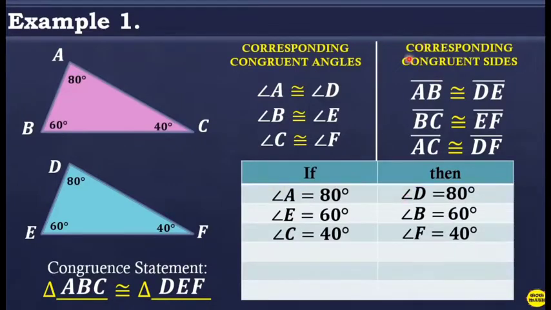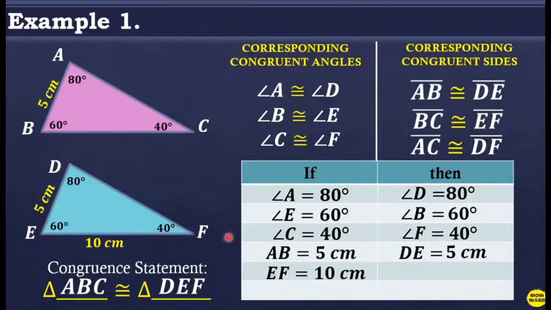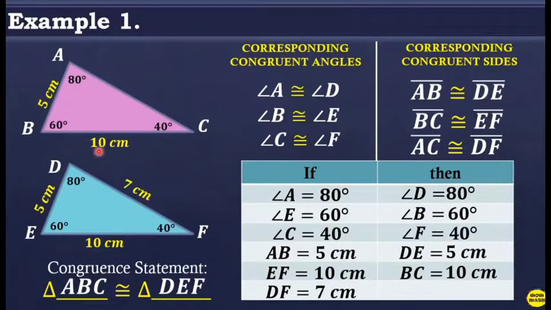Next, let's proceed dito sa ating sides. So, if AB is equal to 5 centimeters, so this is your AB, what is the measure of DE? So, based dito, they are congruent. So, DE is also 5 centimeters. Okay? Next, if EF is equal to 10 centimeters, therefore, what is BC? So, BC is equal to 10 centimeters. Next, if DF is equal to 7 centimeters, then AC is equal to 7 centimeters.